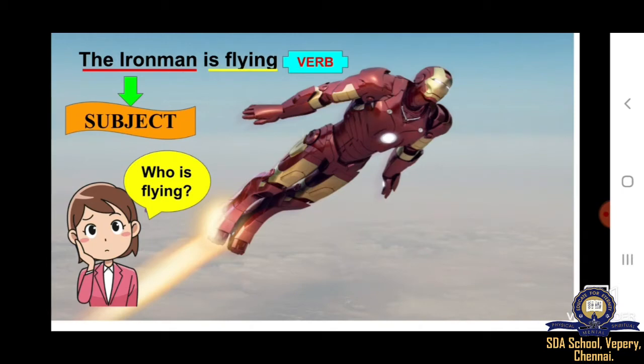Now, the subject tells us what or whom the sentence is about. In other words, the subject tells us who or what is performing the verb. So children, in this sentence, what do we see? Yes, the Iron Man is performing the verb is flying. Right, children? So this sentence is telling about the Iron Man.